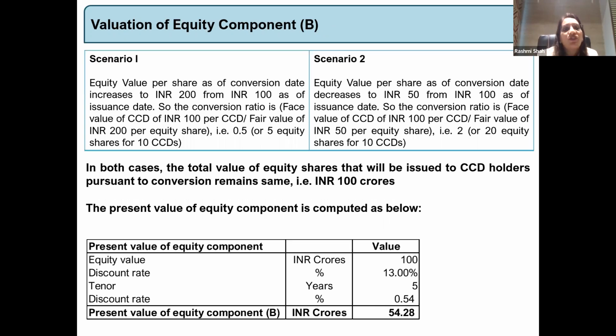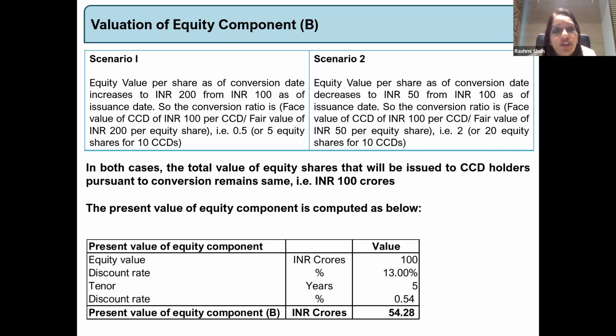Then we'll do the valuation of the equity component. Since the conversion ratio is dependent upon the fair value of equity shares at the time of conversion, we are creating two scenarios. In the first scenario, I'm taking equity value per share as of the conversion date. Say it is increasing to 200 rupees from 100 rupees. So what is the conversion ratio here?